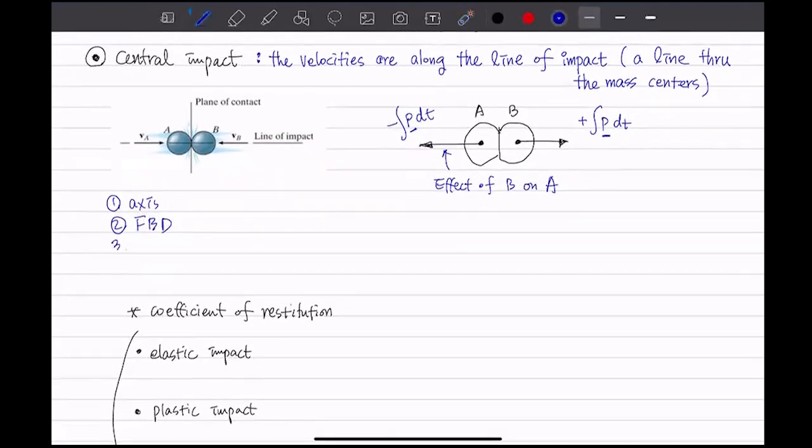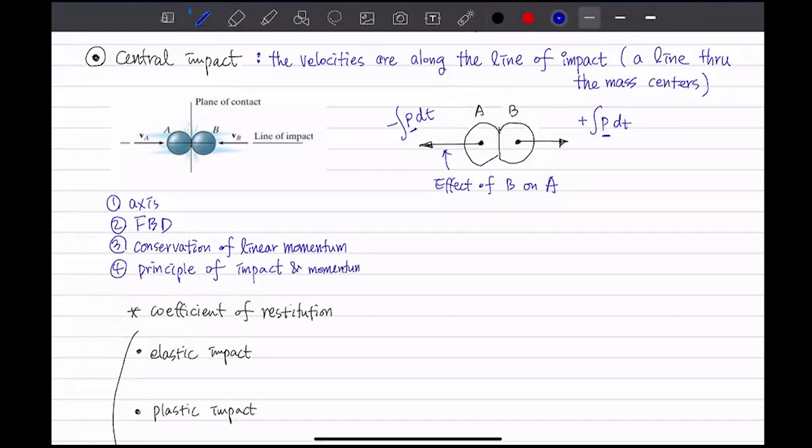And then we apply the conservation of linear momentum. And we can also use the principle of impact and momentum. So we're adding more tools into our arsenal to analyze something.